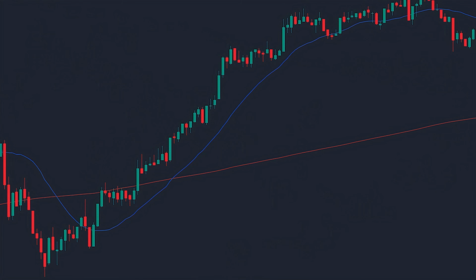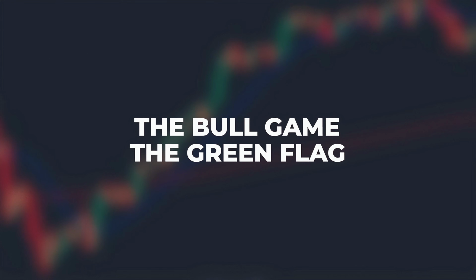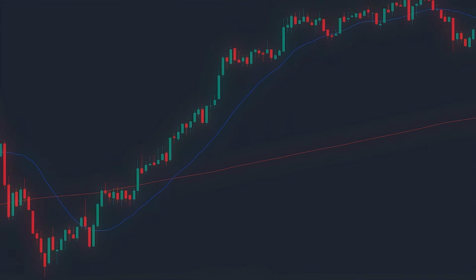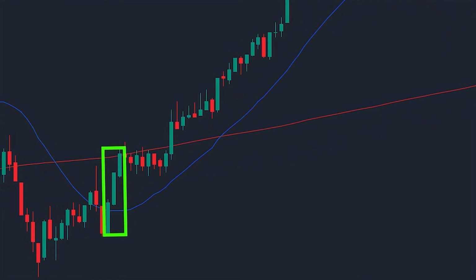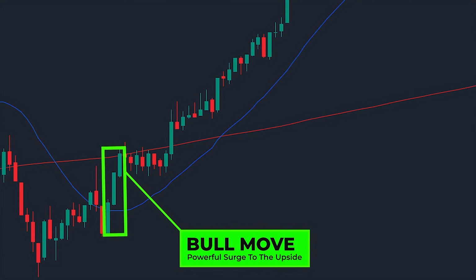Let's talk about the bull side of things, the buy side. All right, the bull game. Before we start trying to identify what a bull flag is, there has to be a power move, a bull move. All right. And what you see here is just basically a graphical indication of what a bull move is. It's just a strong, powerful surge to the upside.